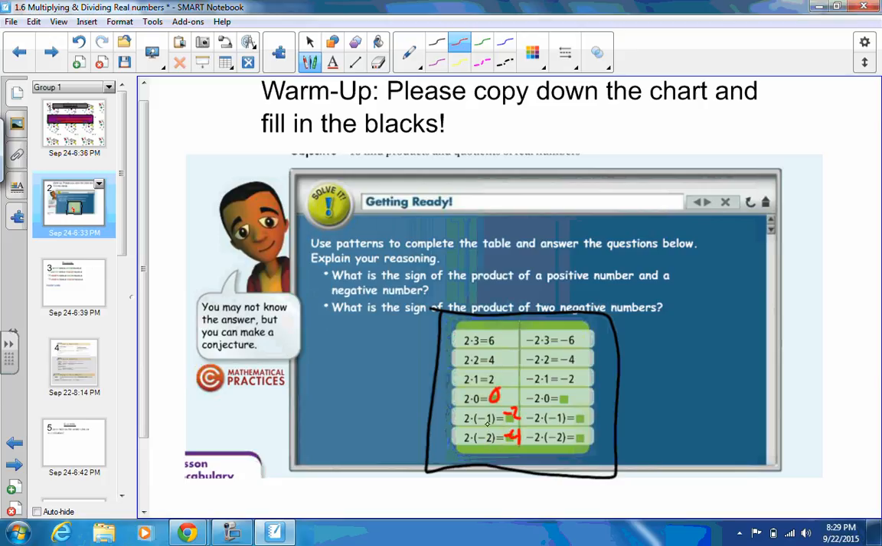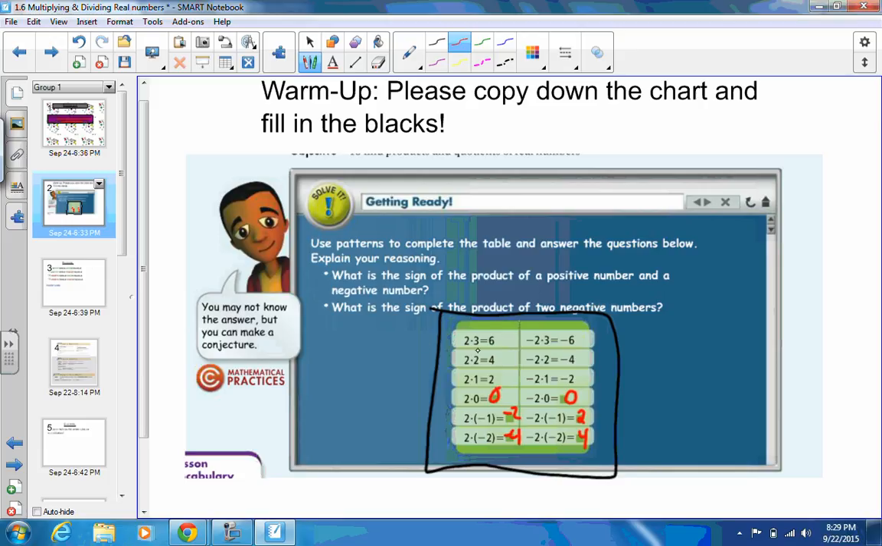Now we're going to start off with the top right, where we have a negative 2 times a positive 3. That is negative 6. Negative 2 times positive 2 is negative 4. Times positive 1 is negative 2. Times 0 would be 0. Keeping with that pattern, we should have positive 2 and positive 4. And those would be correct here. Now the question says, what is the sign of the product of a positive number and a negative number?